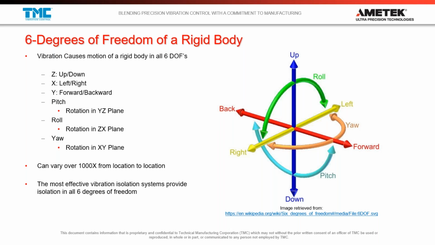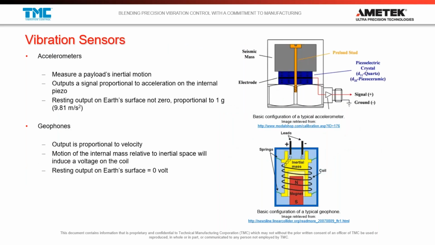And this makes vibration a complicated problem to mitigate. Not only can it vary 1,000 times from location to location, but you also need a system that can provide 6 degrees of freedom for isolation. So we want to start to measure it now.